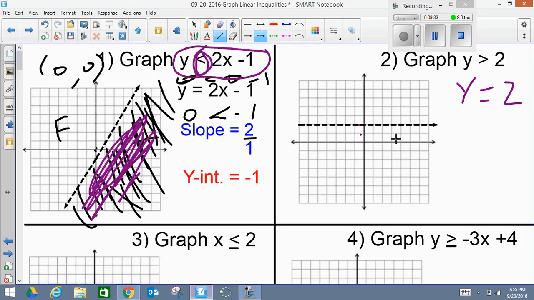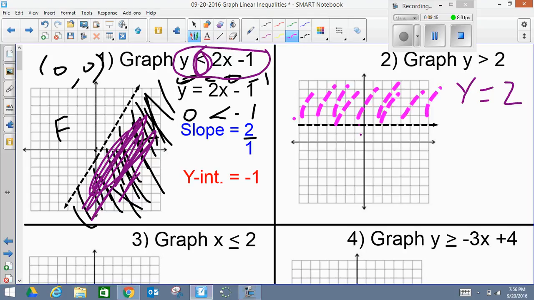Okay. Now I want values that are greater than 2. Y greater than 2. When is y greater than 2? When you have 3, 4, 5, 6. So basically all from the line to the top. All that's greater than 2, starting with the line.